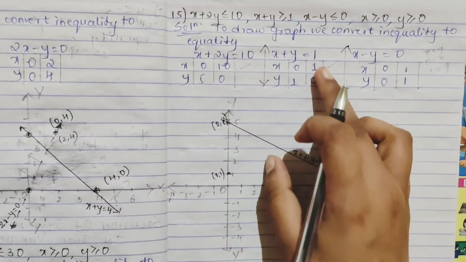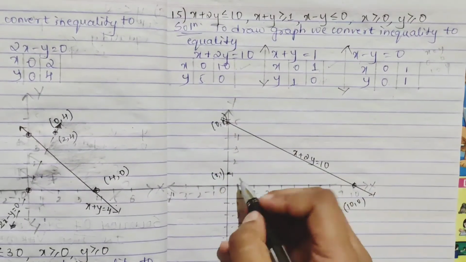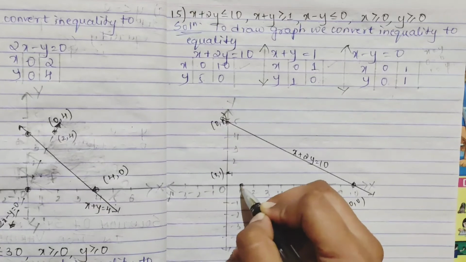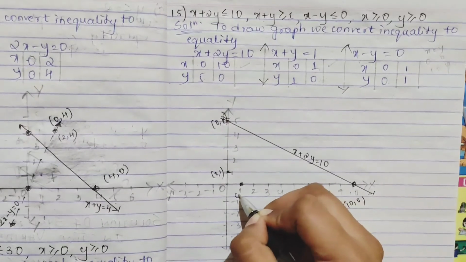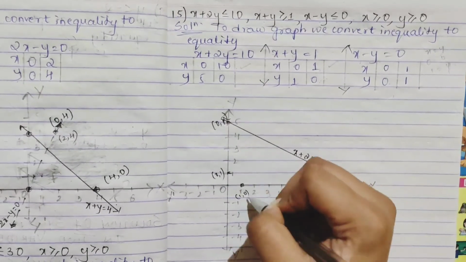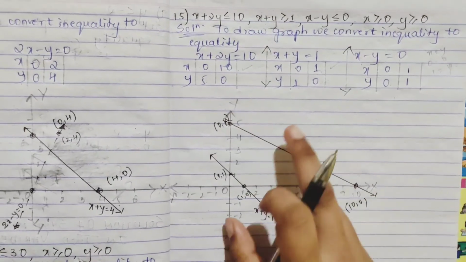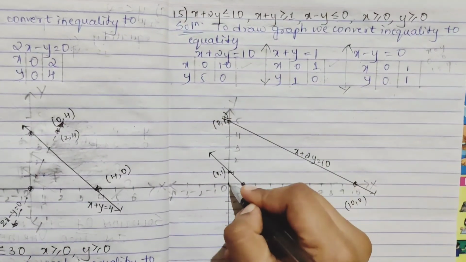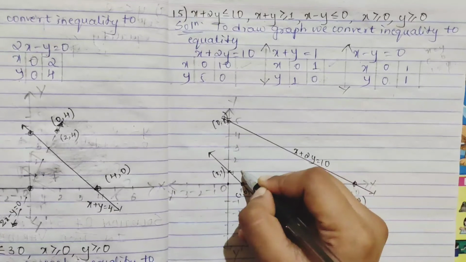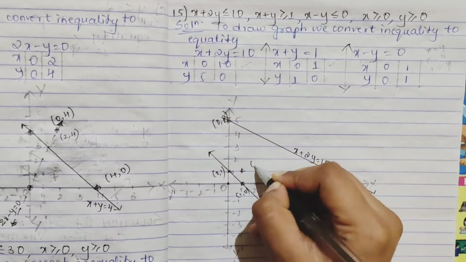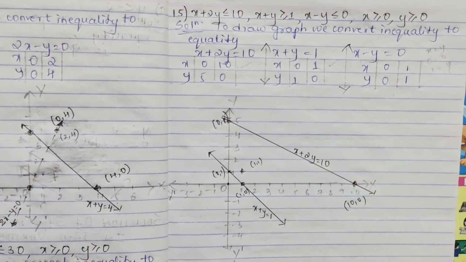Second, when y is 0, x is 1, which means here somewhere you'll get a point, right? When x is 0, y is 1. So like this, you'll get this line. Third, when x is 0, y is 0, which means this point. When x is 1, y is 1, which means here you will get 1 comma 1, so like this it will pass.